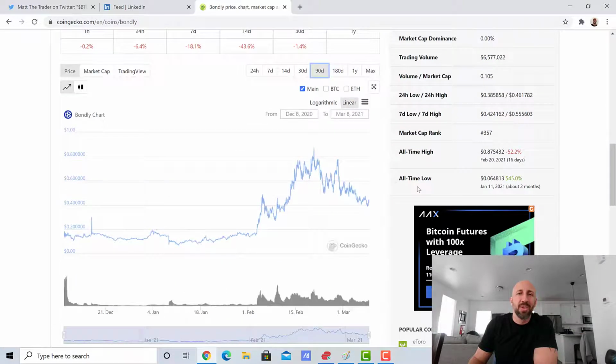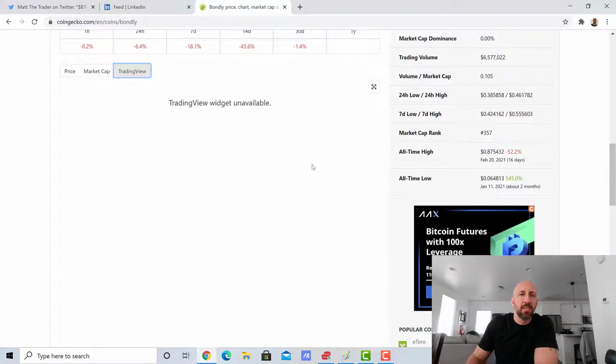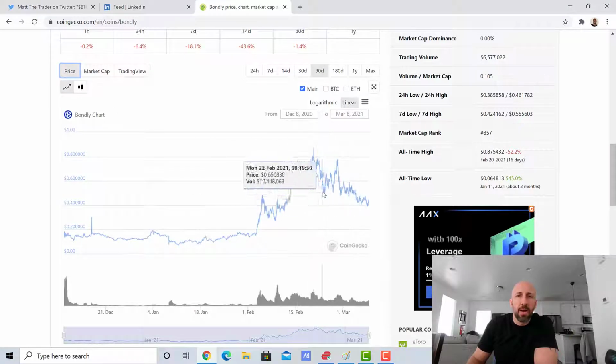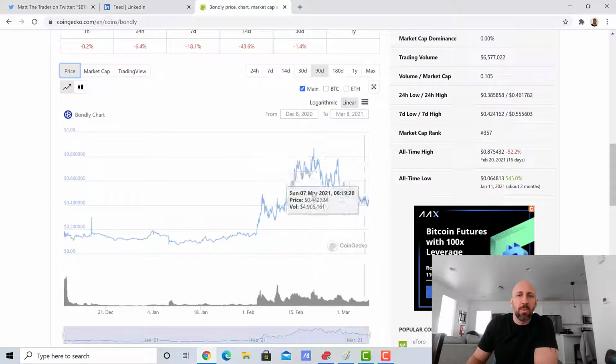Bondly hasn't really been doing too good. I guess it is on TradingView. Oh no, it's not. I didn't think it was. So it's kind of hard to chart, but you can see it's got this downward wedge playing out, a falling wedge pattern. So I'm looking for it to hold right around these levels.